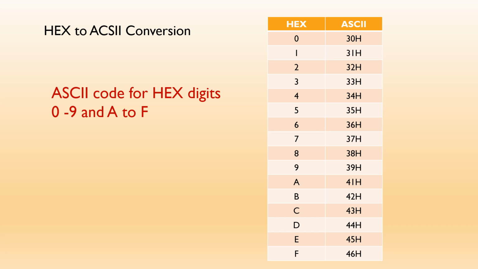So if we see the table, from 9 to A, 9 has the ASCII value 39. After 39, I have 3A, 3B, 3C, 3D, 3E, then 3F, 40. After 40, A has 41. So between 39 and 41, there are 7 numbers.